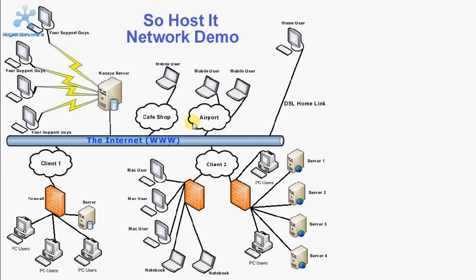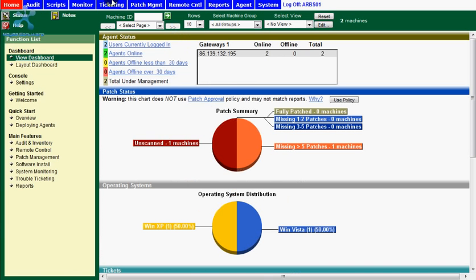That just about covers it for the SoHostIt.com network demo diagram. Hopefully that part of the presentation was understood, but if for some reason you still have questions, please feel free to contact one of our dedicated account managers and they will be able to take you through it in more depth. Now I will take you through the Kaseya administration area.